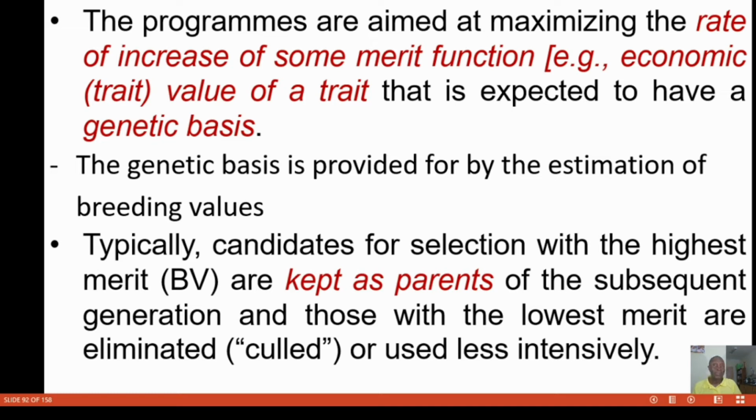Remember, the programs, if the breeding aspects have been packaged properly, then they can maximize the rate of increase of some merit function, which could be economic, trade value, the profit of that trade, that in a way is associated with a genetic basis. So in fact, here, the genetic basis is provided by the estimation of breeding values. Remember what we said breeding values are. Breeding values, heritability.